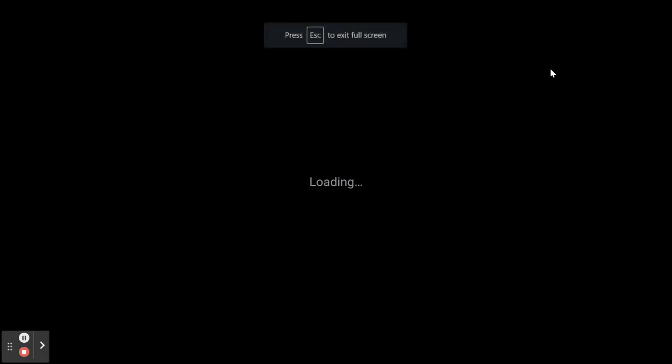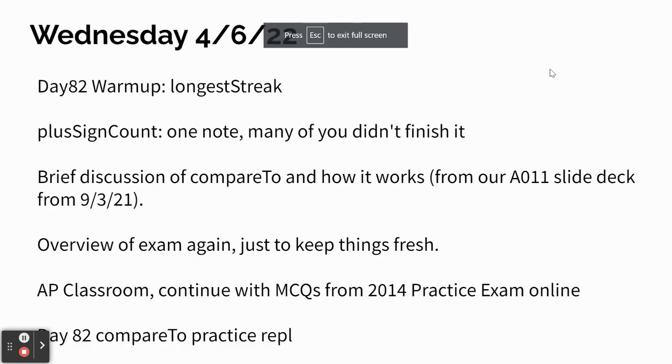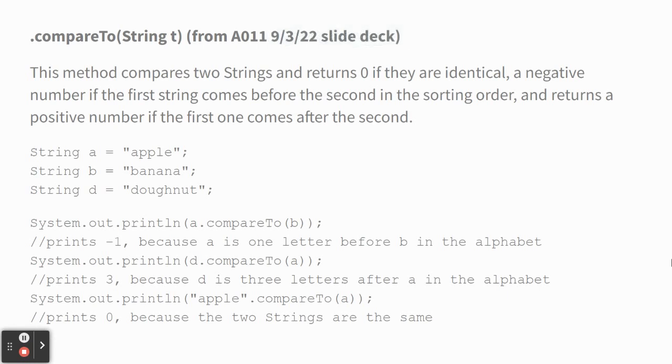All right, but watch up here, please. We're going to talk about compareTo because later today we have a REPL. Everybody look up here. I'm not going to be happy if you go like, Mr. Hayes, what's this compareTo thing? Because I'm talking about it right now.